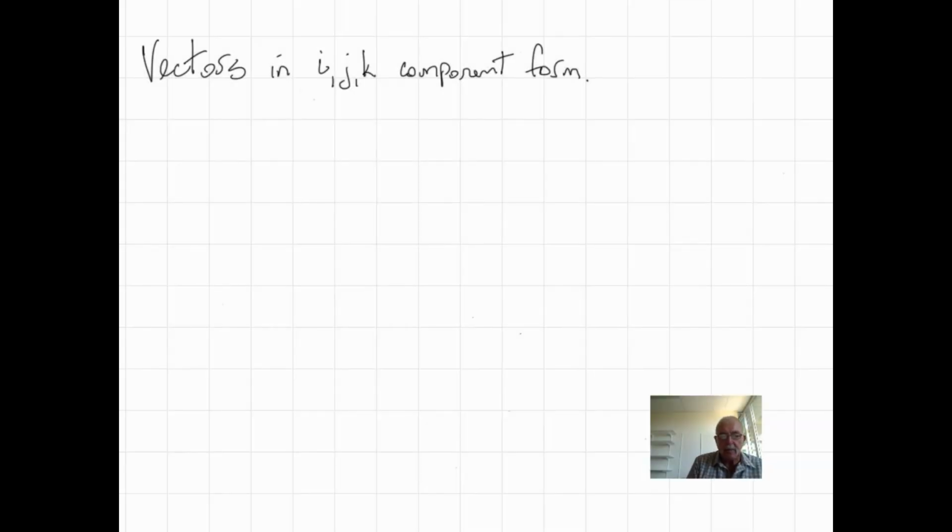Until now we've talked of vectors in magnitude and direction. So that's one method. If you want to think about it, it's like polar form in coordinate geometry, where you've got an r value and a theta value. So you've got magnitude and you've got direction for a vector.